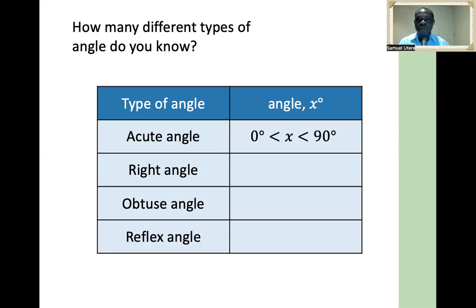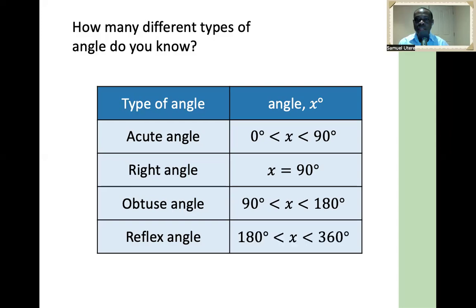So acute angle should be greater than 0 degrees but less than 90 degrees. And then right angles are just 90 degrees. Obtuse angle should be greater than 90 degrees but less than 180 degrees. And then reflex angle should be greater than 180 degrees but less than 360 degrees. You must take note of this information because it's very useful when we start to classify angles.